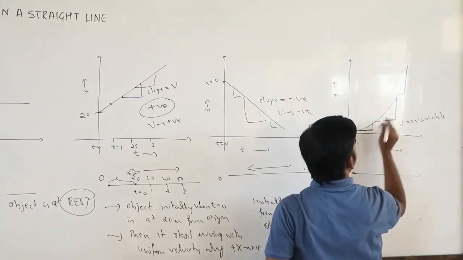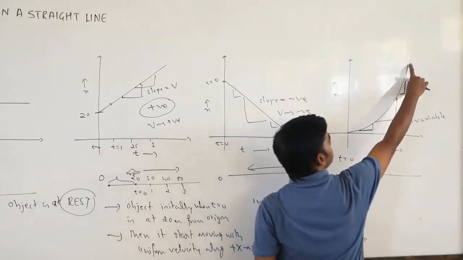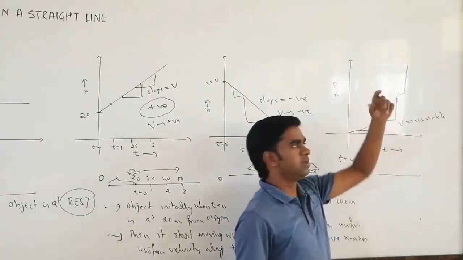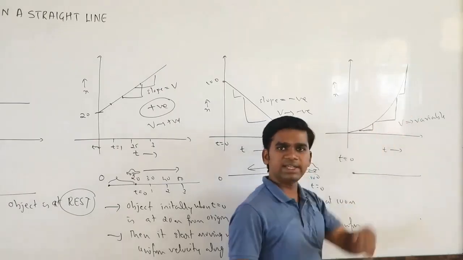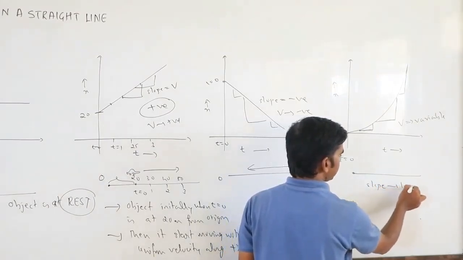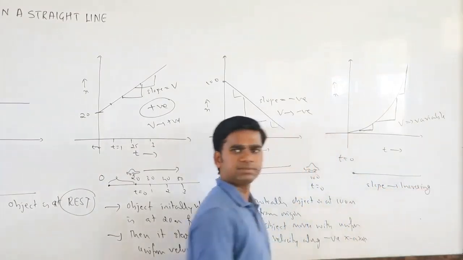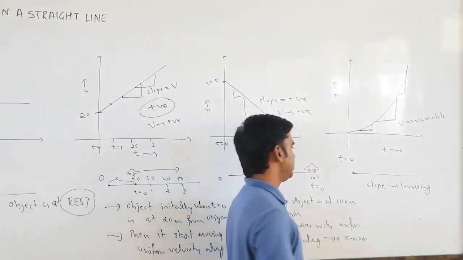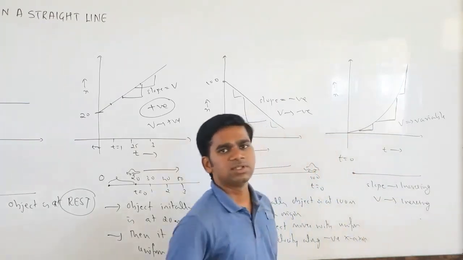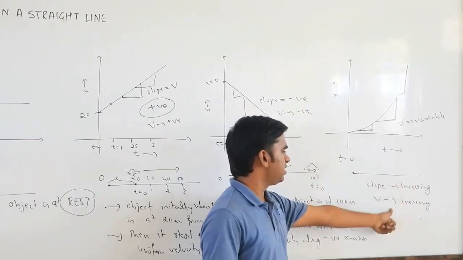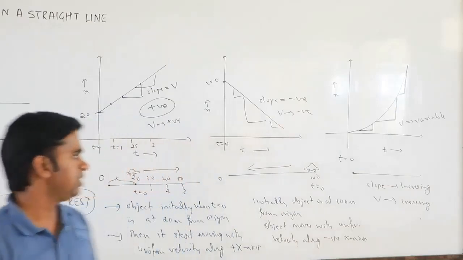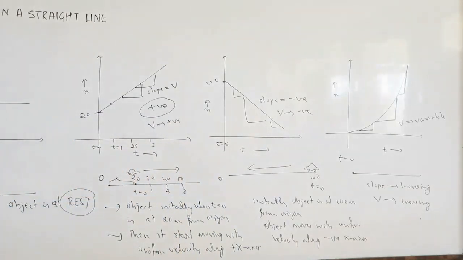As the denominator goes on decreasing, the slope is this divided by this, this by this. The numerator goes on increasing and the denominator goes on decreasing. That means the slope will go on increasing. So if the slope is increasing, obviously the velocity is increasing. So it is moving with a variable velocity, and it is increasing, starting from the origin. Okay, so this is how we can describe the graphs.